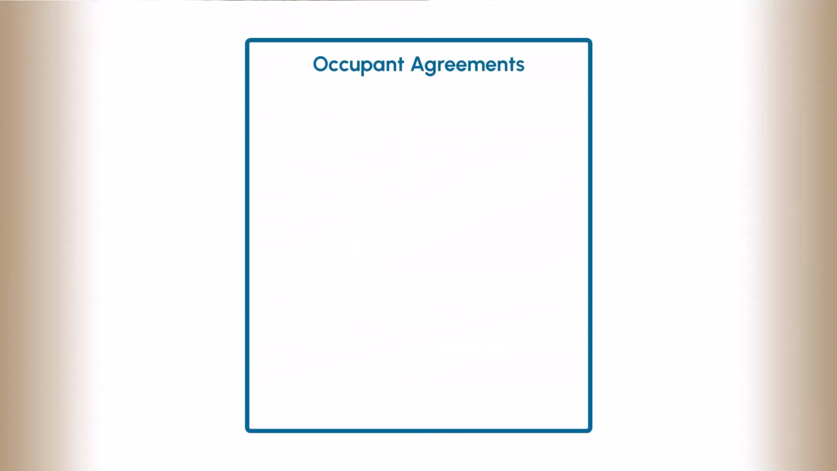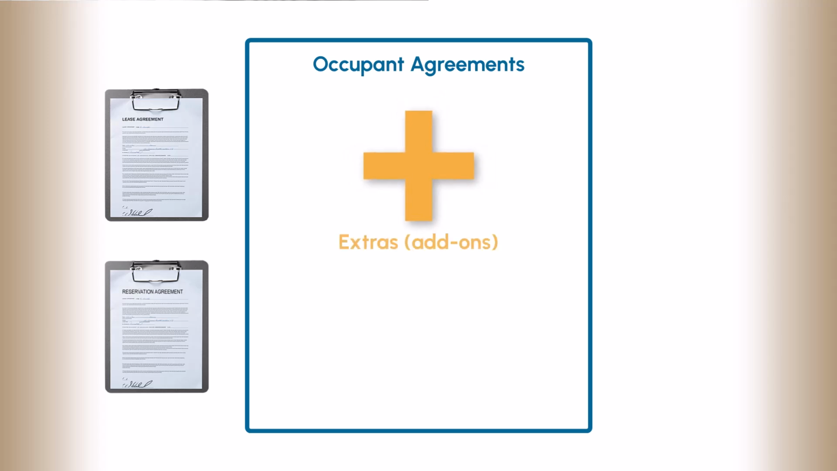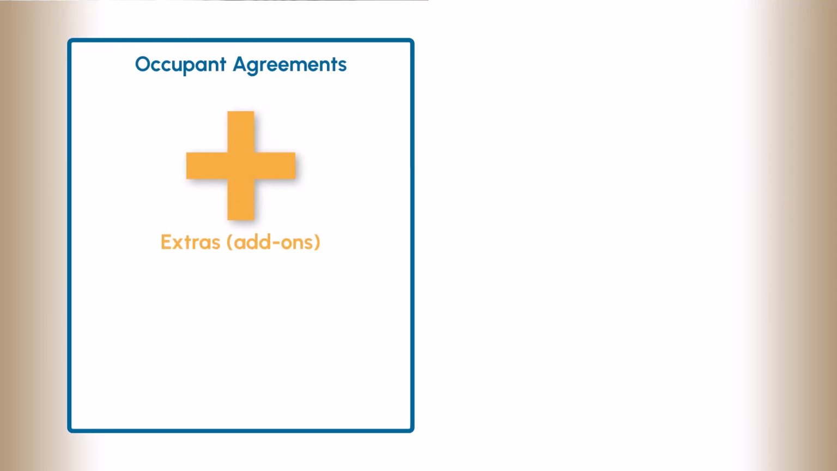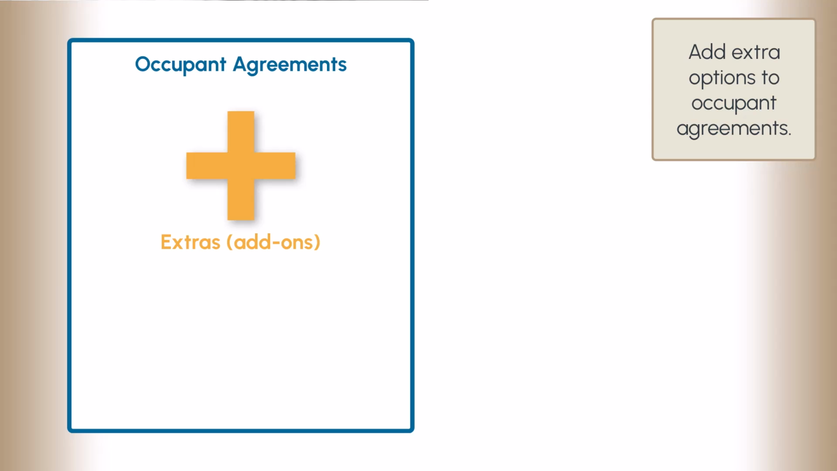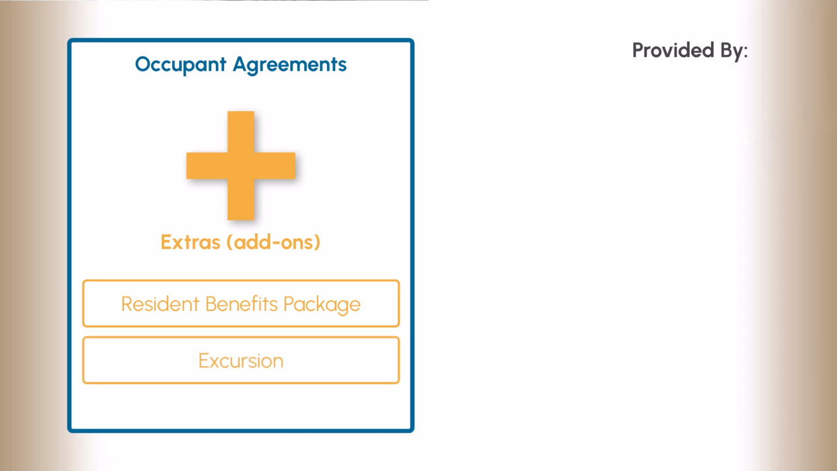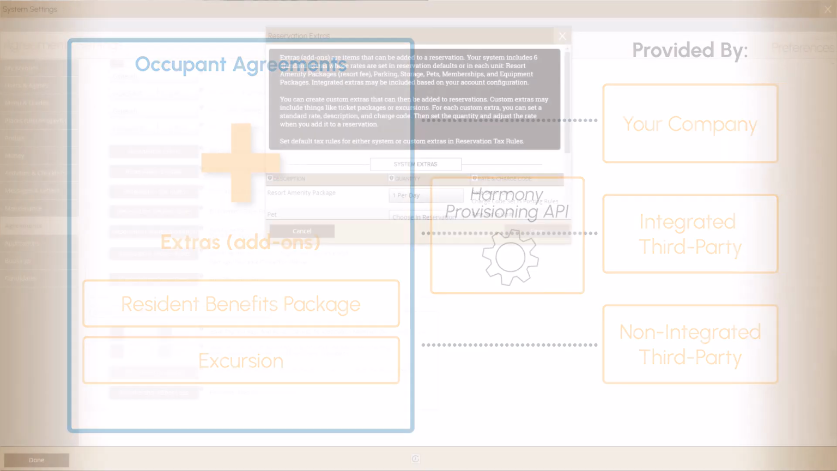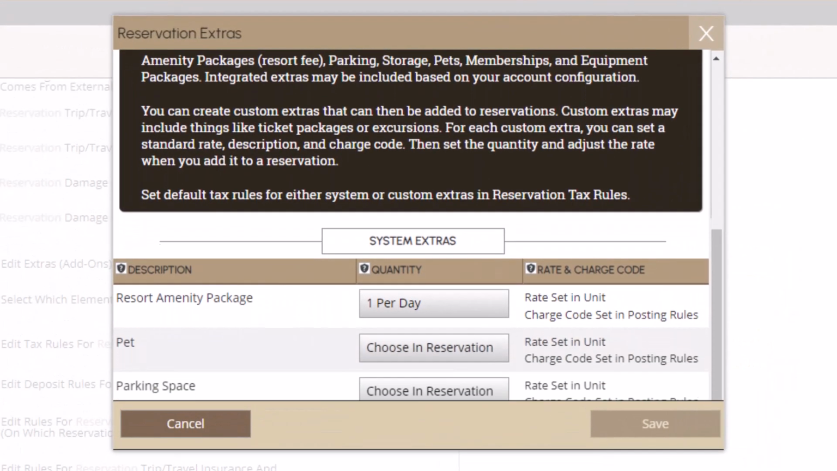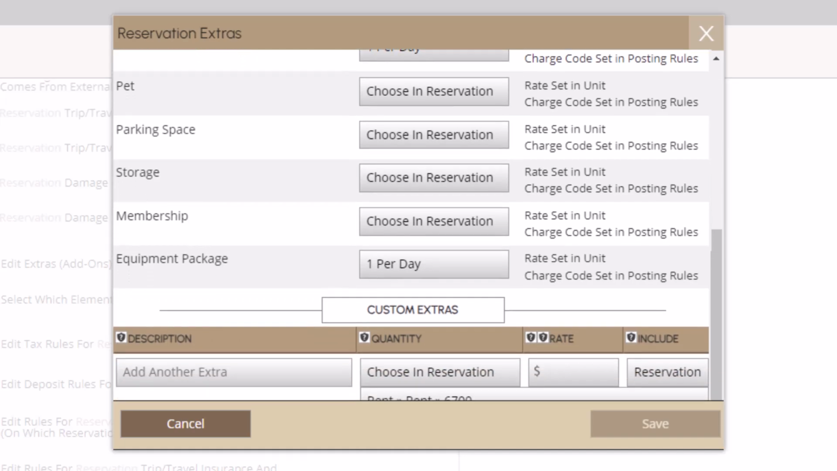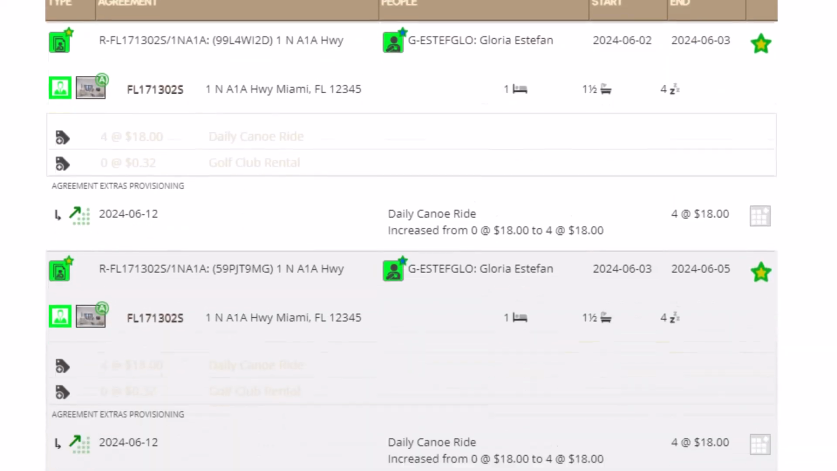Occupant agreements, like leases or reservations, can also have extras, also called add-ons. Extras are a powerful Harmony feature that allow you to add options to your agreements, like a resident benefits package for a lease or an excursion for a reservation. These can be provided by you, by an integrated third party where Harmony automatically connects with them for provisioning, or by non-integrated third parties. The selection, assignment, billing, and provisioning of extras is streamlined with configuration options and effectively tracked in the agreement and in aggregate in reports.